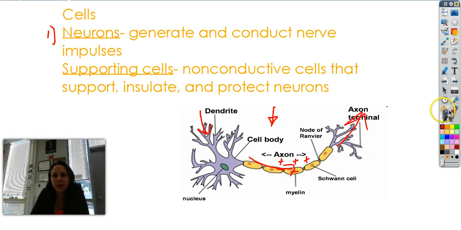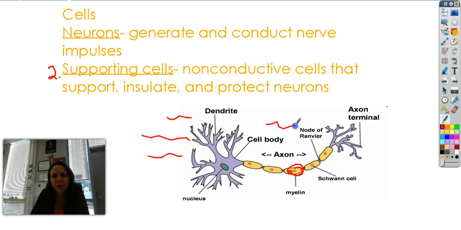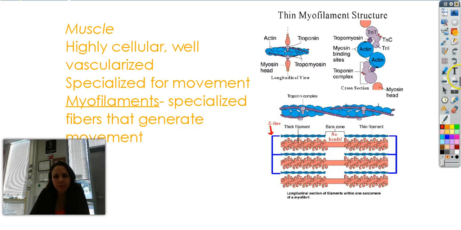And then we've got the supporting cells, which are the non-conductive cells. So these ones can pass information along, these ones can't. They are things like the myelin that surround the axon and what are called glial cells and all sorts of other things. So they're just kind of back here. They're the fluff that your brain cells actually float around in. It's kind of like the matrix in the connective tissue. So supporting cells are non-conductive cells that support, insulate, and protect your neurons, and so they're kind of like little bodyguards for your neurons. Okay, that's it for neural. Very easy.